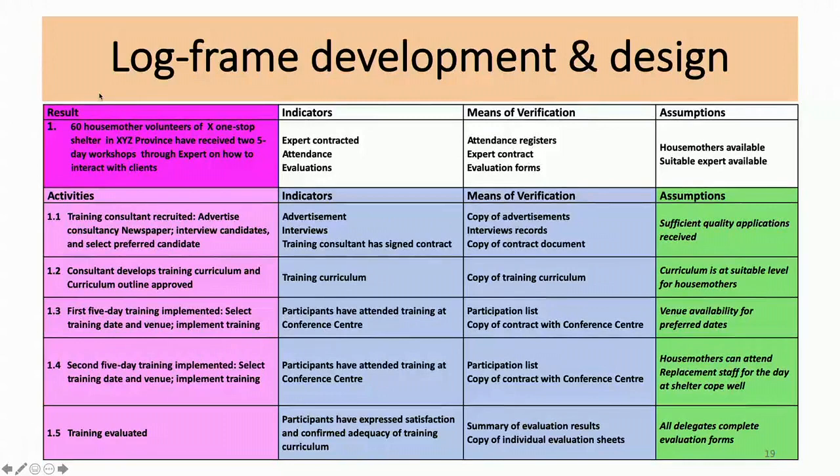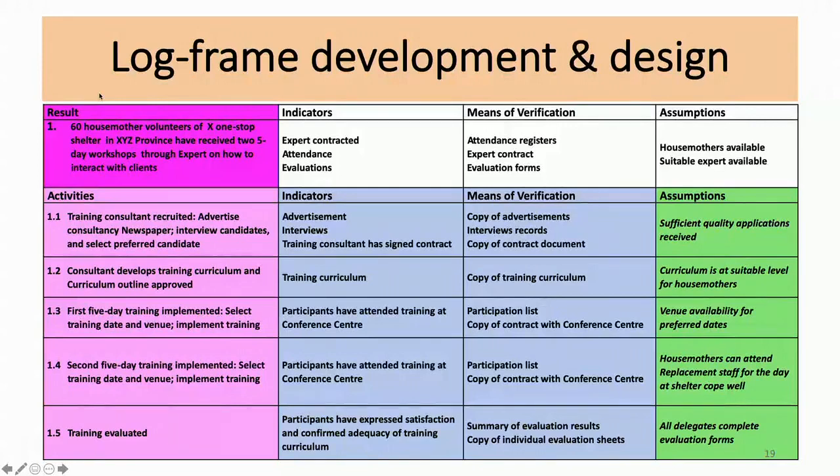Result activity 1.4, the second 5-day training is presented. We have the same indicators and the same means of verification. Assumptions: there might not be a venue available at that stage. The weather or whatever could prevent us. If we move in winter, snow could prevent the mothers from reaching this, or rain in the summer. Those are all the external factors we need to consider, and we record them in our log frame.